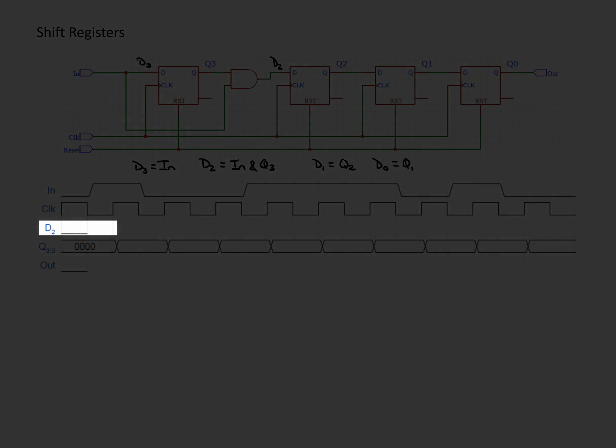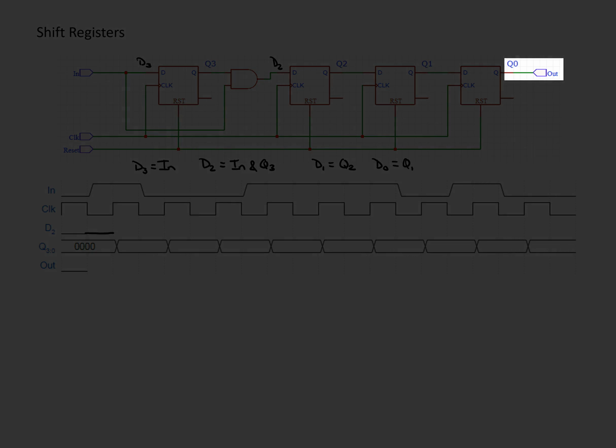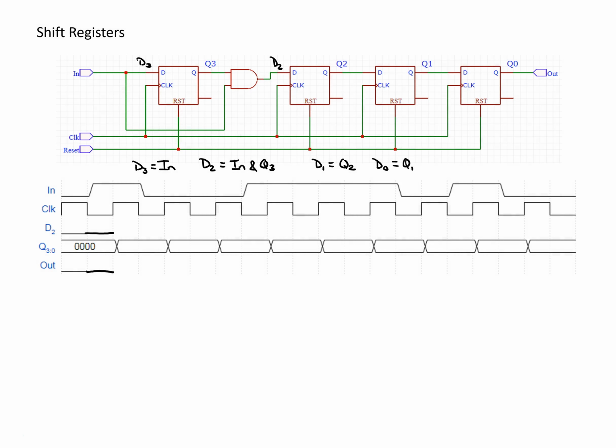Since in is 0, that means D2 is also 0. When in becomes 1, we could consider if it changes, but since Q3 is still 0, that means D2 is going to remain 0 at this point. And the output, which is Q0, is also 0, so that means we're going to remain 0 here.